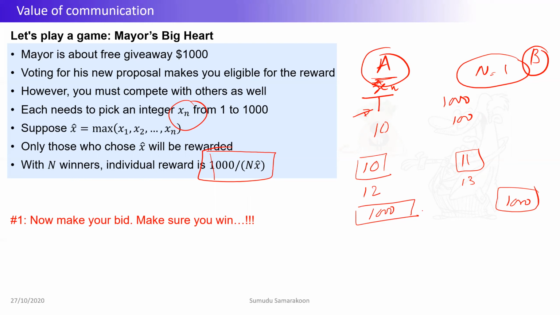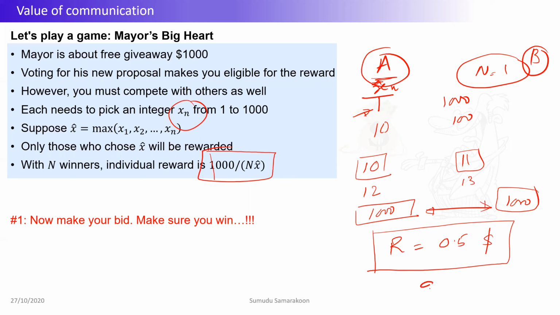So eventually they reach this conclusion. A decided to place a bid of 1,000, B decided to place a bid of 1,000. So basically there are two winners now. So what is the reward? It would be $0.5, right? For each of them. Then what is left with the mayor? Yes, $999 with him. So basically he has spent $1 to get what he needs from you.